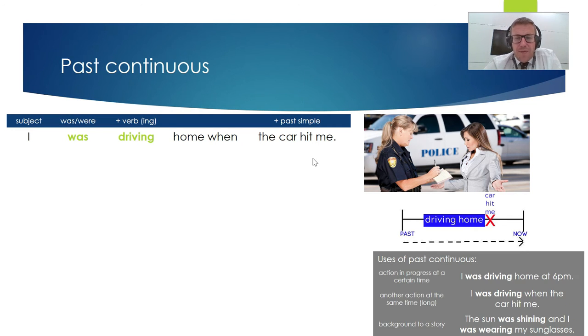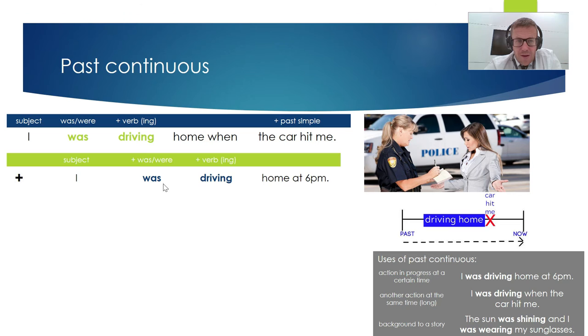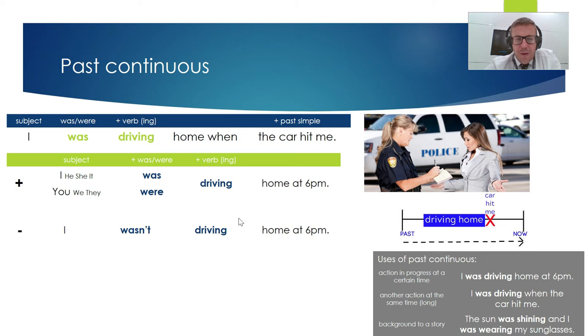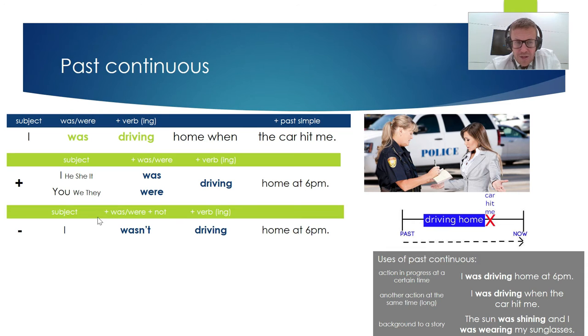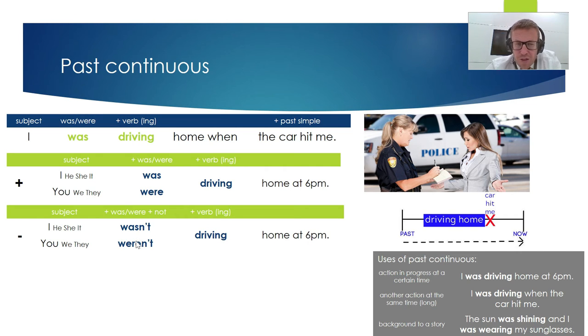Okay, so we've looked at the uses. Now let's look at the form. I was driving home at 6 p.m. Subject, was or were, plus the verb ing. I was driving home, you were driving home. The negative, I wasn't driving home. Subject, was, were, not, and then the verb ing. And you can have you weren't driving home. Be careful with weren't because the pronunciation is no E there. Weren't.